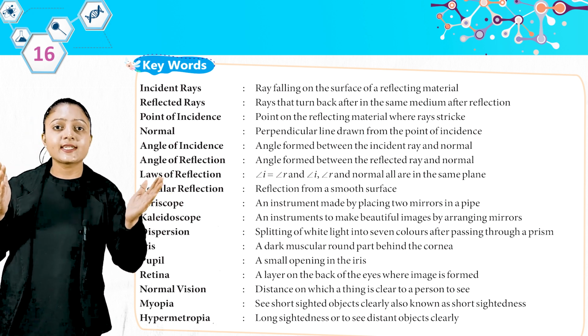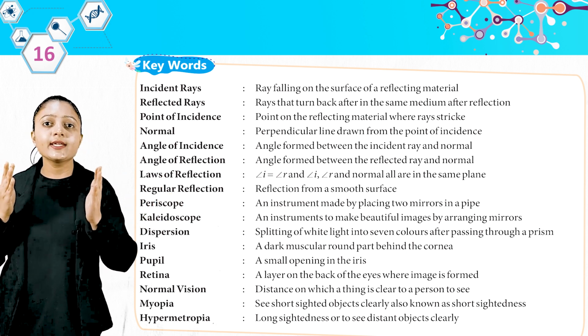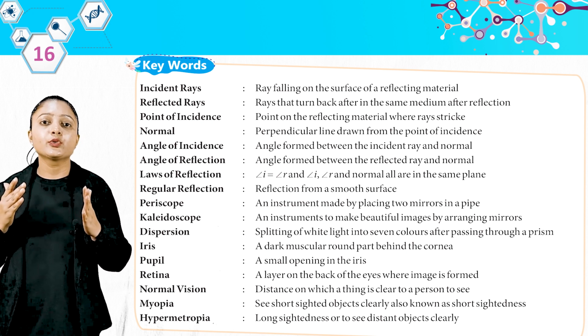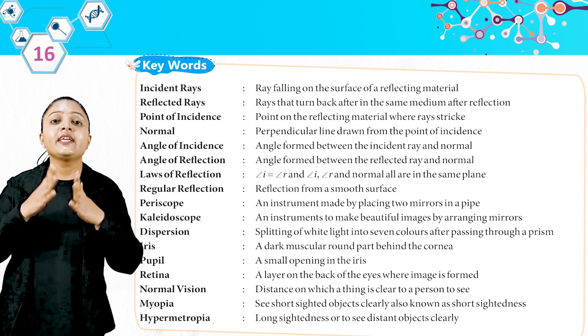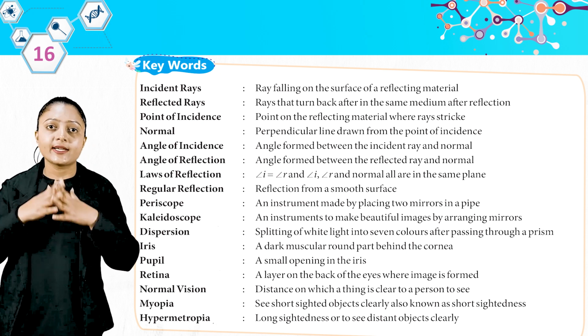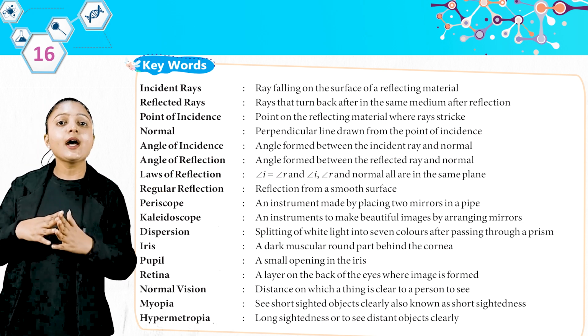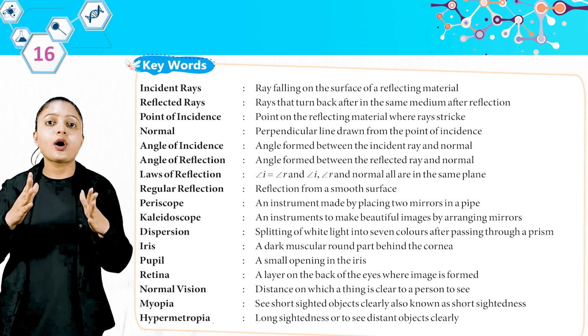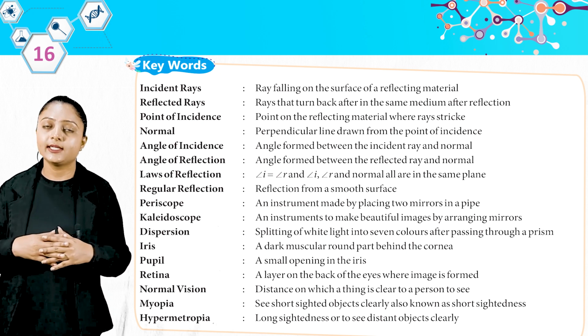Normal vision: distance at which a thing is clear to a person to see. Myopia: seeing near objects clearly, also known as short-sightedness. Hypermetropia: long-sightedness, or seeing distant objects clearly.